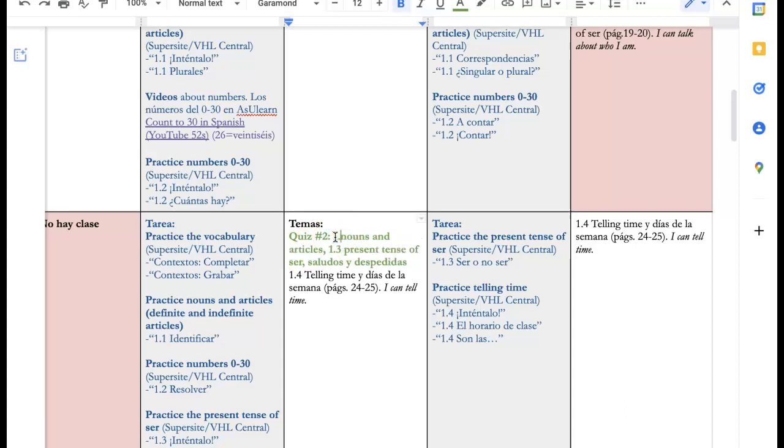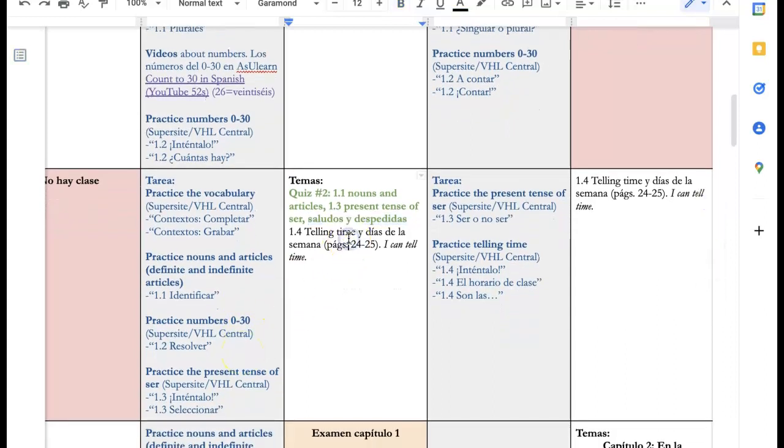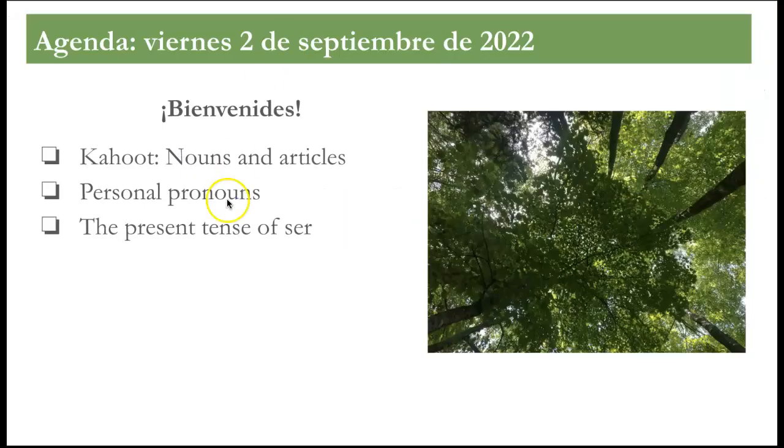And then we have also greetings and goodbyes, right? So make sure that you study for this quiz. We will also have some homework for Tuesday, which includes the topic that we're going to see today. So please pay attention to this video. Today we're going to see personal pronouns and the present tense of ser, which is in your book, number 1.3. Okay, and let me know if you have any questions through email.